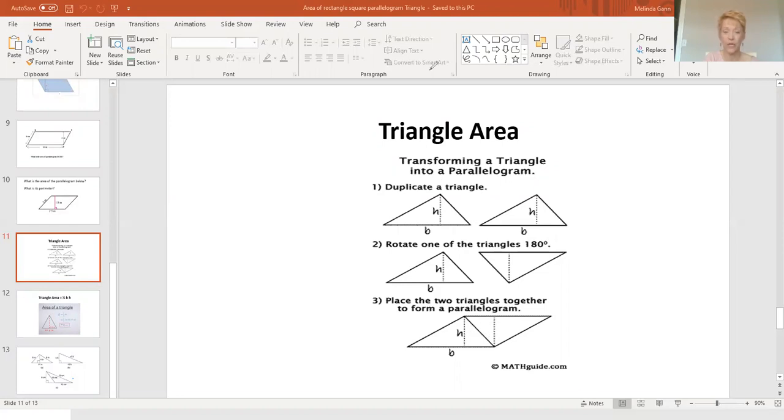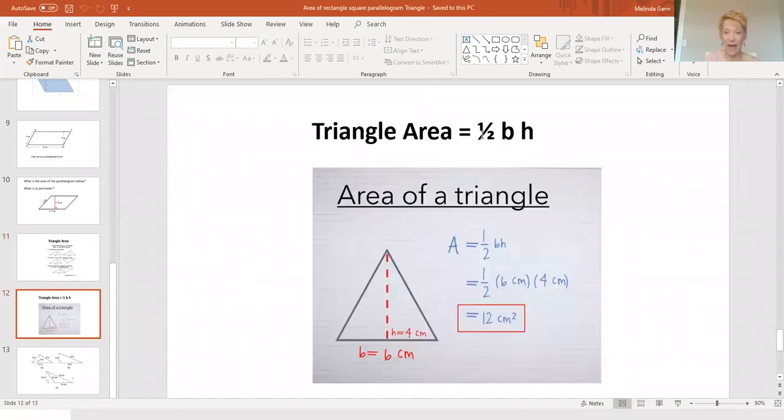Okay, so what do you think the formula is going to be for the area of a triangle? Yeah, you're so smart. I knew you'd think of it. All right, so your triangle area is going to be half of your base times your height. But just like before, anytime it's base and height, you have to have a right angle. And on your test, I will draw a right angle. Okay, so my base is 6 centimeters and my height is 4 centimeters. So 6 times 4 is 24 and half of 24 is 12.